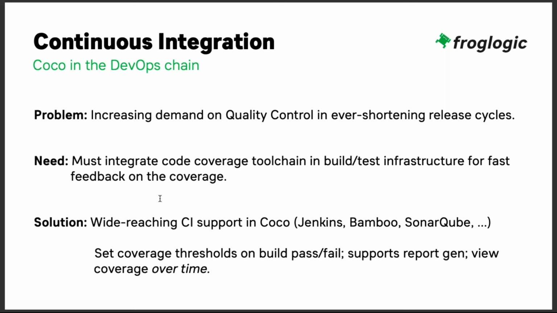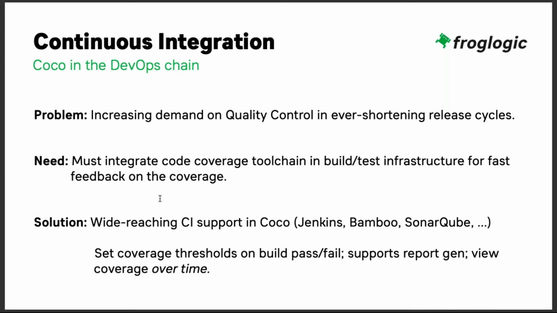Last couple things I want to talk about before we jump into safety critical software is continuous integration. So the adoption of the DevOps process in today's teams has really bolstered the use of continuous integration for improving quality control in ever-shortening release cycles. And with our code coverage tooling, we'd want to integrate our tool with our CI system as part of our build and test infrastructure to get fast feedback on the coverage. And of course, with Coco, you can do that.